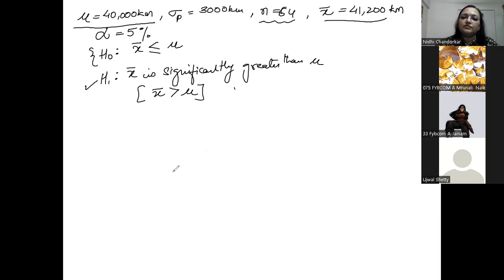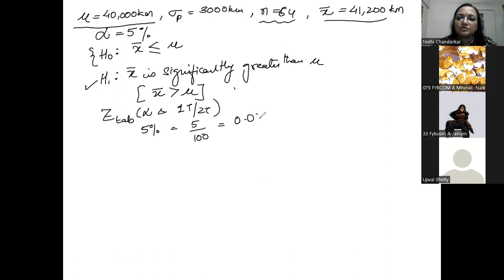Okay, for the table value of Z, guys, we require two things. That is alpha, the level of significance, and whether it's a one-tailed test or two-tailed test. Only these two things are required. In this case, degree of freedom doesn't matter. Alpha is already given to us, that is 5%. 5% means 5 upon 100, which becomes 0.05. So that's the value of alpha.